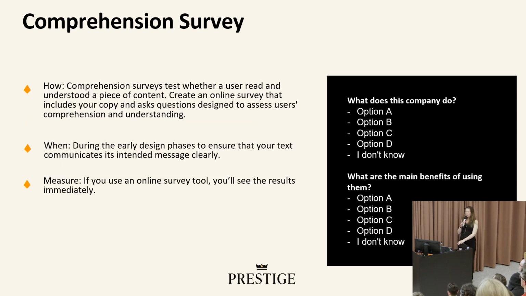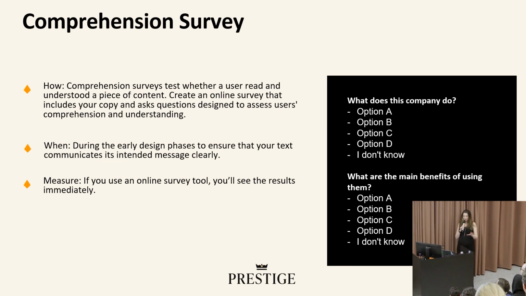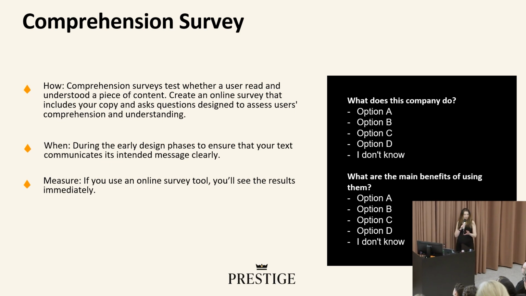You could also do what's called a comprehension survey. So this is where you give your writing to users to read, and then you ask them questions around that to see if they've understood what you've written. So you'd create something like an online survey that includes your copy, and then it would ask some multiple choice questions, like you see on the right-hand side, to test whether people have understood it or misunderstood it. And you should always have an I don't know option as well, because what we don't want is people just guessing, because then we might assume that they knew the answer, that they put thought into it, whereas actually they didn't, they just didn't know and they just chose a random one.